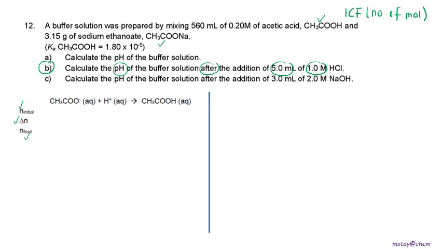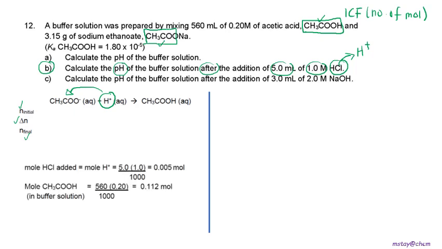Because in this case we are adding the HCl into the solution, we have CH3COOH as the main species and also CH3COO negative as the main species. HCl will be represented by the symbol H+. So the H+ from the HCl tends to react with the CH3COO negative and then produces CH3COOH. So from this question, we need to find out the number of mole for the CH3COO negative and also CH3COOH.